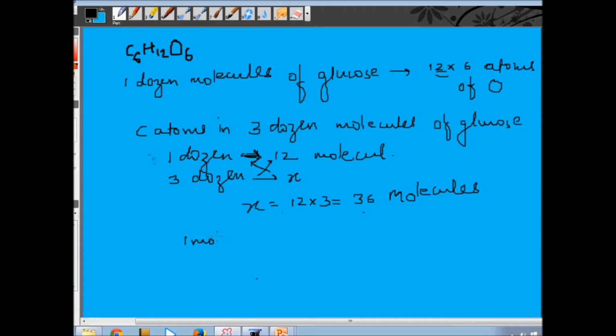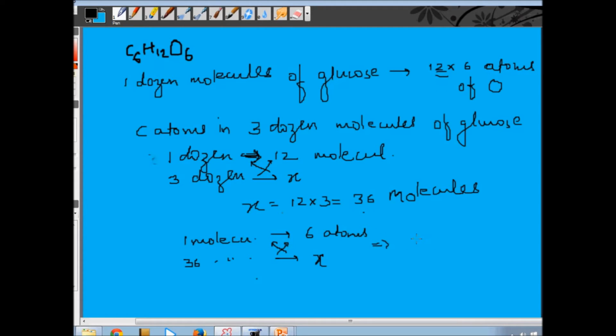Now we again use the unitary method. We know that 1 molecule of glucose contains 6 atoms of carbon. So 36 molecules of glucose, alright, I won't write it again, would contain, let's say, x number of atoms of carbon.